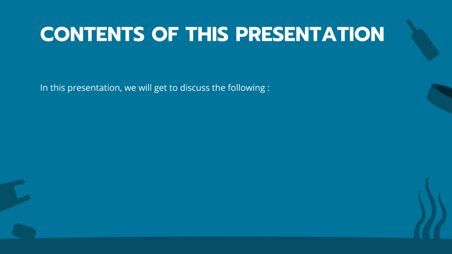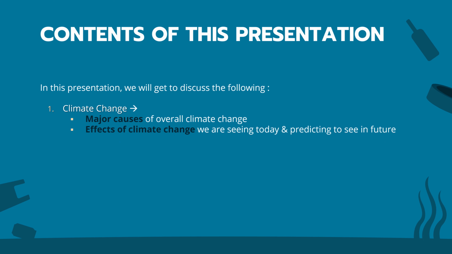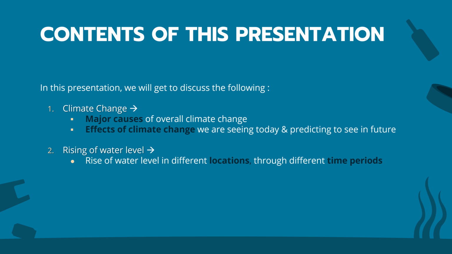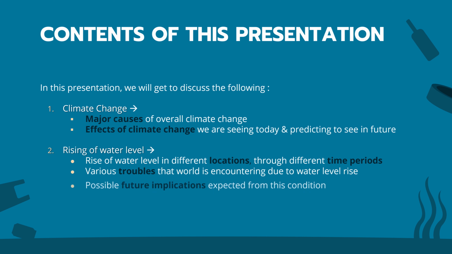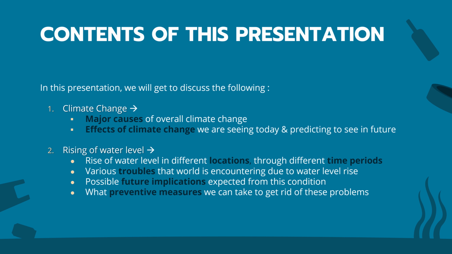In this presentation, we will briefly discuss the following topics. We will discuss the different causes of climate change happening overall. And then we will talk about the effects of climate change we are seeing today and predicting to see in future. Then under the rising water level topic, we will discuss the rise of water level in different locations through different time periods. Then various troubles the world is encountering due to the water level rise and possible future implications expected from this condition. Then finally we will talk about the preventive measures we can take to get rid of this problem.